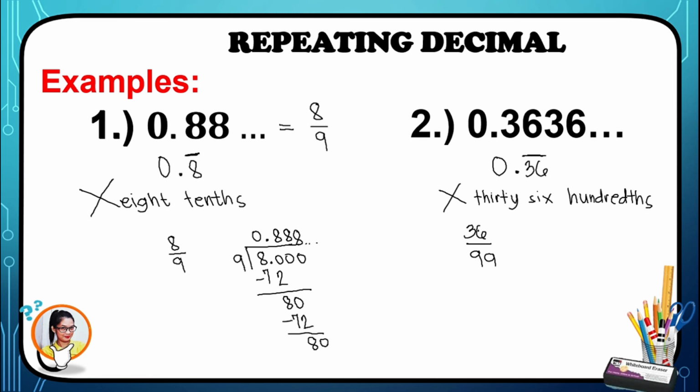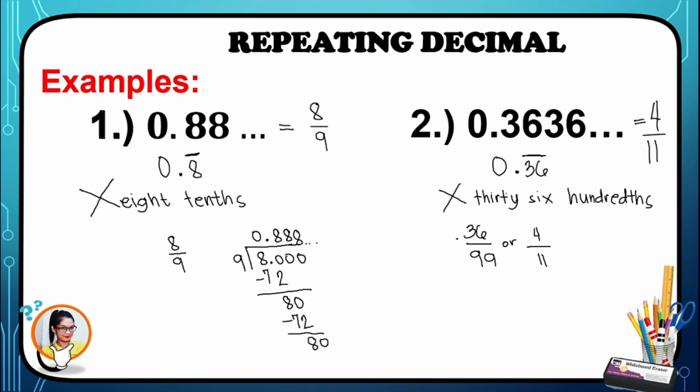However, 36 over 99 is not yet the final answer because it has a lowest term. So we'll divide it by 9. 36 divided by 9, we will have 4. And 99 divided by 9 will have 11. Which means to say, we have 4 over 11 as a fraction that is equivalent to 0.3636. So we'll write 4 over 11.